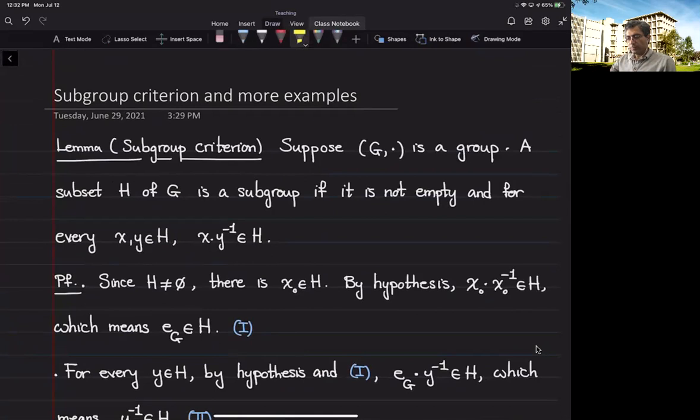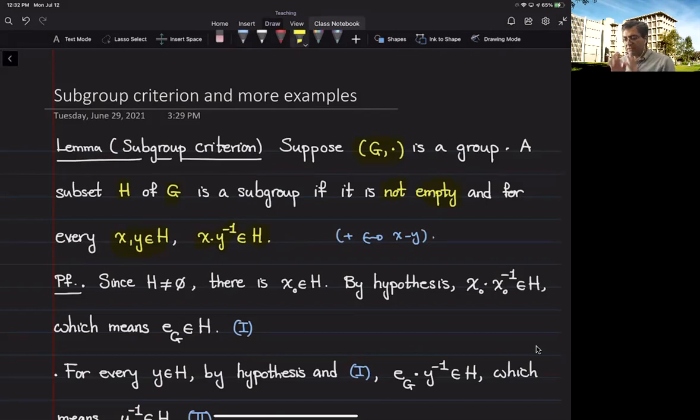Suppose G is a group under multiplication, with the operation dot, and now I give you a subset H of this group. I tell you that it is not empty, and that if you give me a pair of elements x and y inside H, then x dot y inverse should be inside H as well. When we use additive notation instead of dot, we write x minus y instead of x times y inverse. Just a remark.